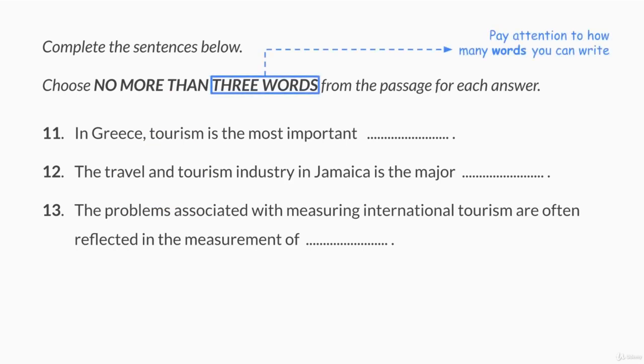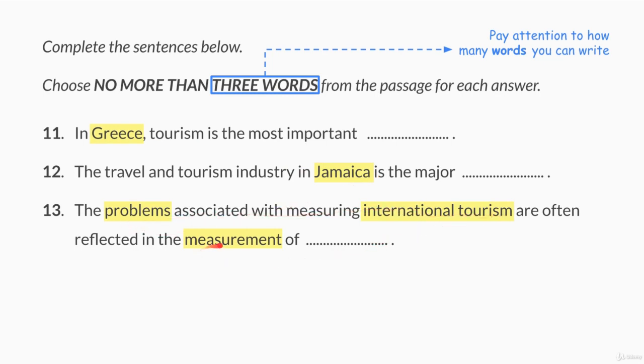The first thing we're going to do is we're going to pay attention to how many words our answers can be. So now we know that in these fill in the blanks, we are looking for answers that are no more than 3 words. It's okay if it's less than 3 words, but it cannot be more than 3 words. The next thing we're going to do is we're going to underline the keywords in each one of these questions.